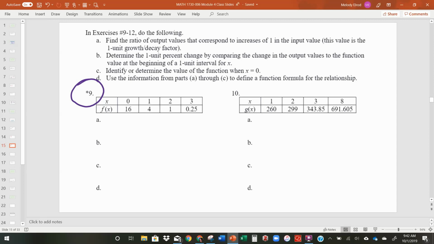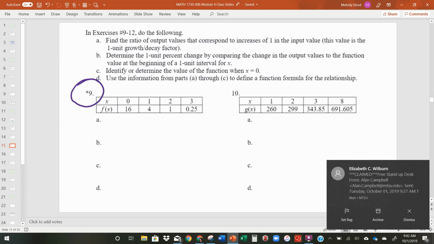So we're going to find that ratio of output values, find the growth factor. Determine the 1 unit percent change. So you're going to think about, okay, if this is my growth factor, what's my percent change? You can look back at that table. And then part C says identify the initial value. What's the initial value when the input is 0? And then use that information to define a function formula for the relationship. So that's parts A, B, C, and D down below there. And that's what I'd like for you to turn in for prep work for Wednesday morning by 8 a.m.